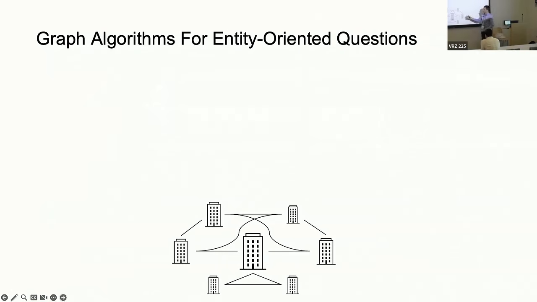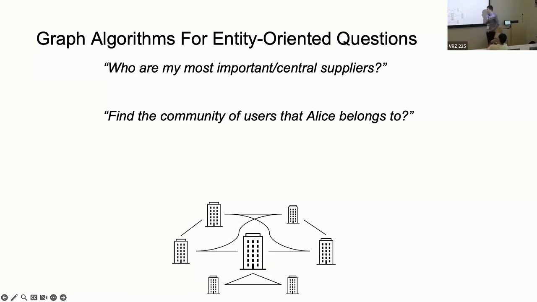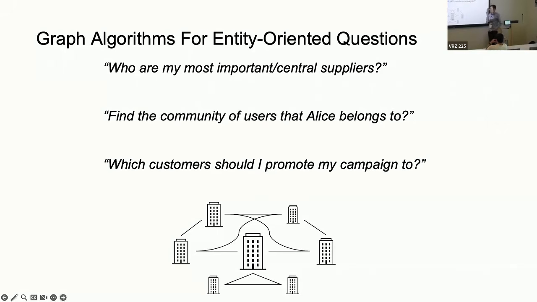So suppose this is your corporate network of subsidiary relationships and maybe some other relationships between companies, and you're interested in a question like this: who are my most important supplier companies? Or think of maybe another application domain where you've got social relationships between people, and you're interested in a question like this: find me the community of users that Alice belongs to. Or you've got an ad campaign that you want to run, and you're interested in which customers I should promote my campaign to. So these are all entity-oriented questions.